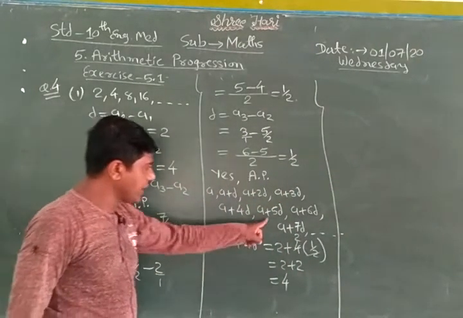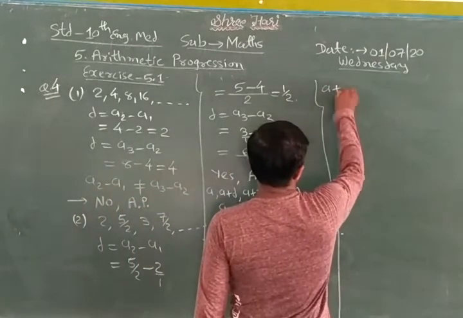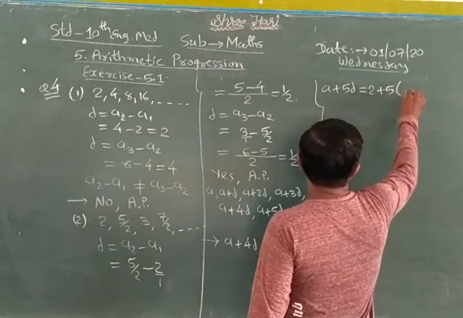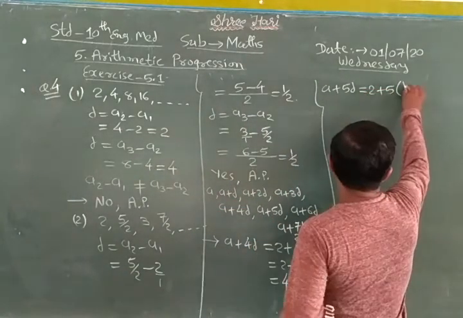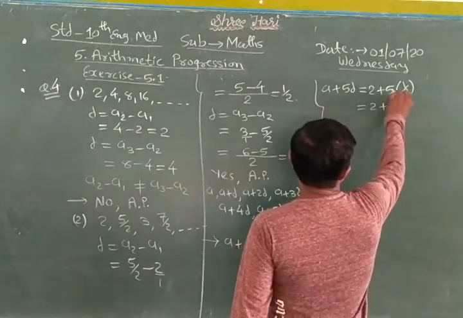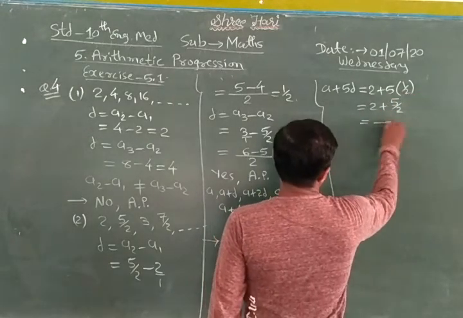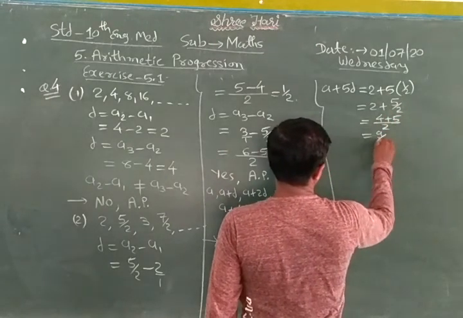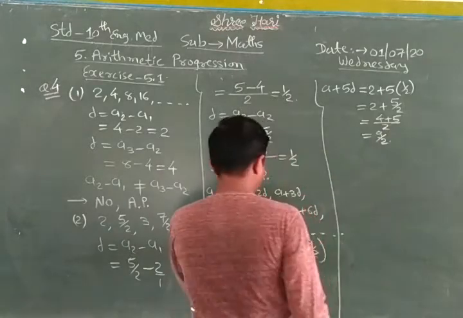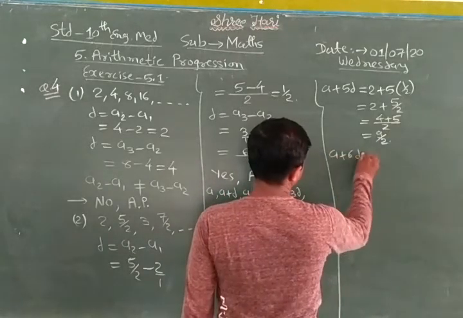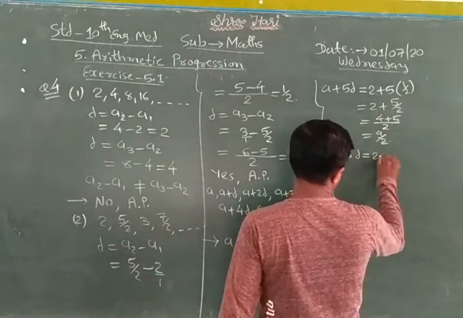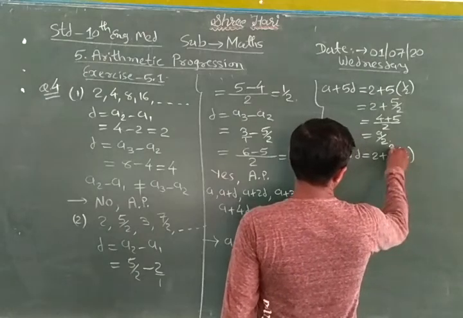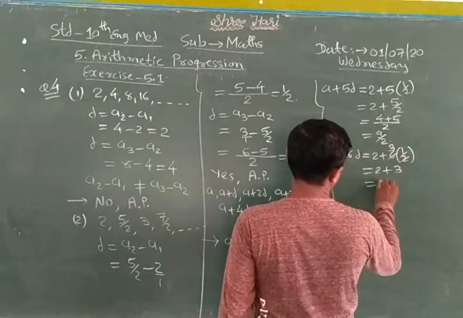Now A plus 4D done, now A plus 5D. A, first term 2, 5D, 1 by 2. 2 fives are 10, no, 5 ones are 5, 2 is the LCM, 2 twos are 4 plus 5, 9 by 2. Now A plus 6D. A value 2, 6D value 1 by 2, 2 threes are 6, 2 plus 3, 5.